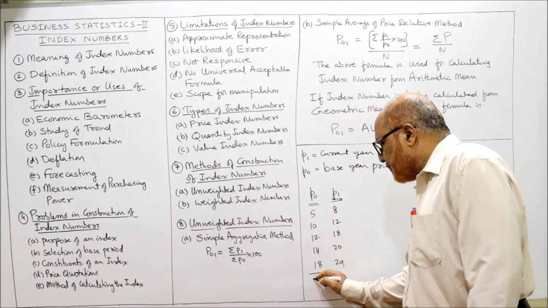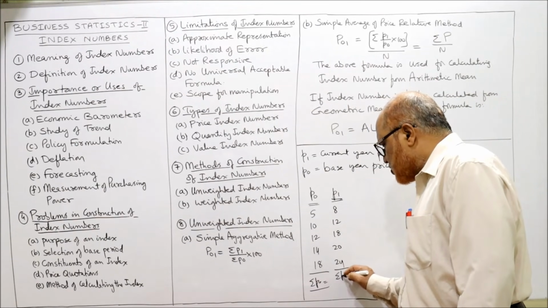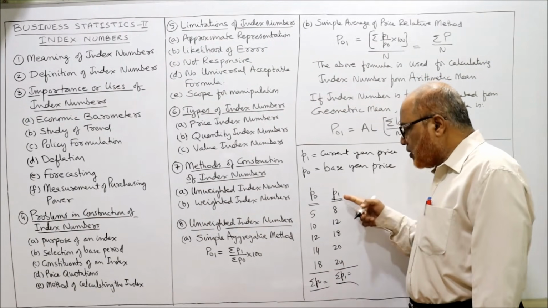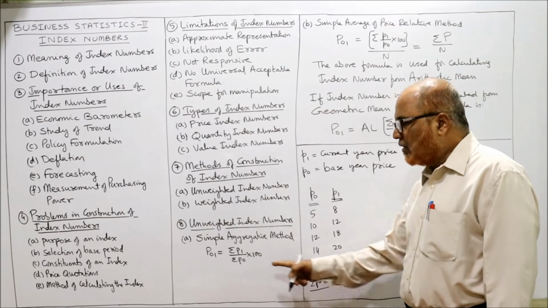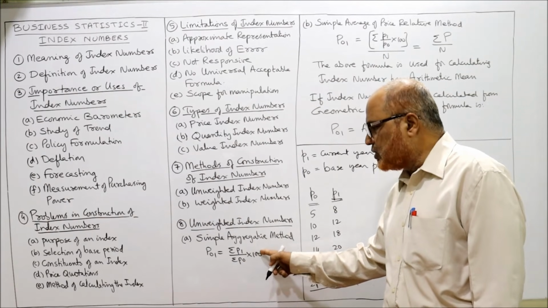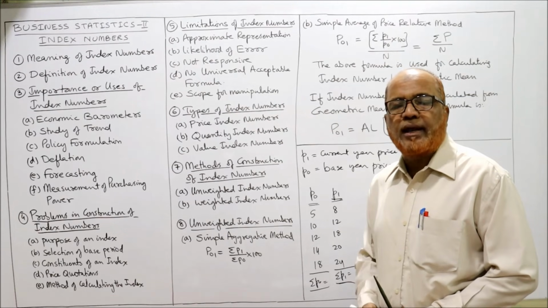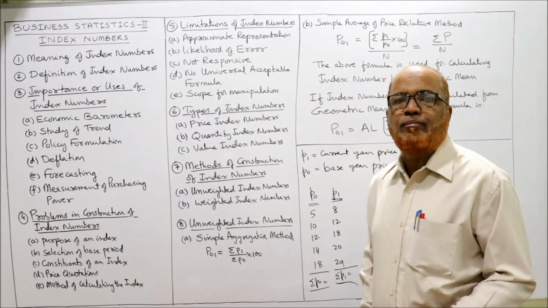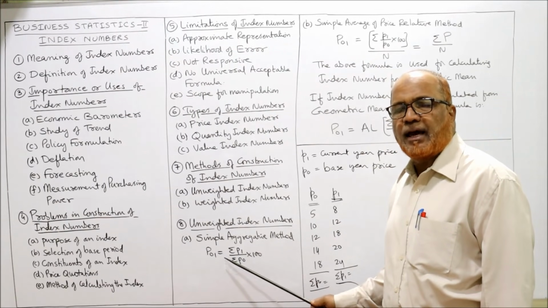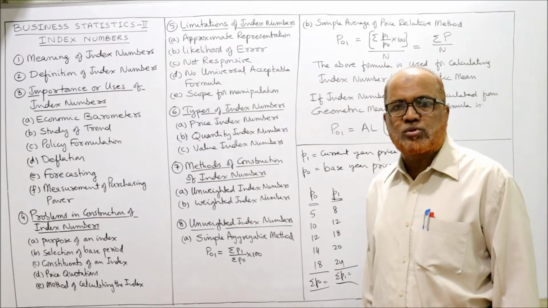We take the total, summation P0 is equal to, similarly summation P1 is equal to. We'll take the total of prices of base year and total of prices of current year. Now we substitute in this formula summation P1 divided by summation P0 into 100. This will be called the price index according to simple aggregative method. So the easiest method of calculating index number is this one only, simple aggregative. Now after completing the theory video, we'll start the problems with this type of problems only.